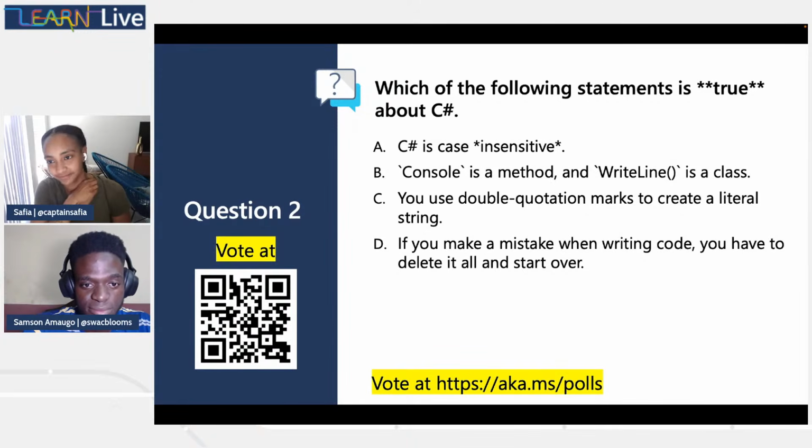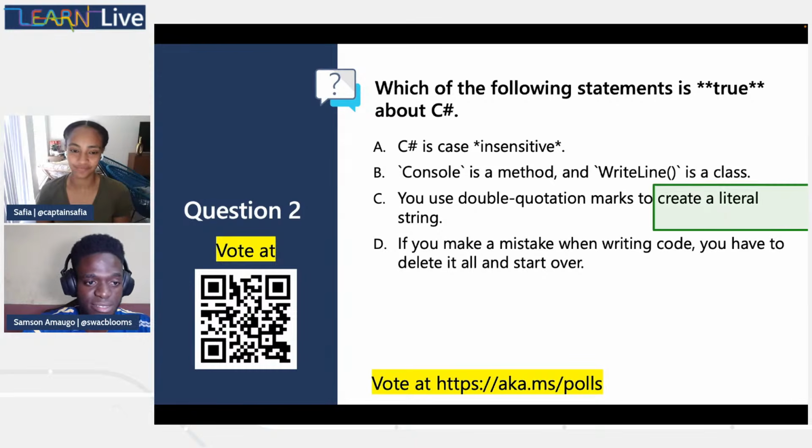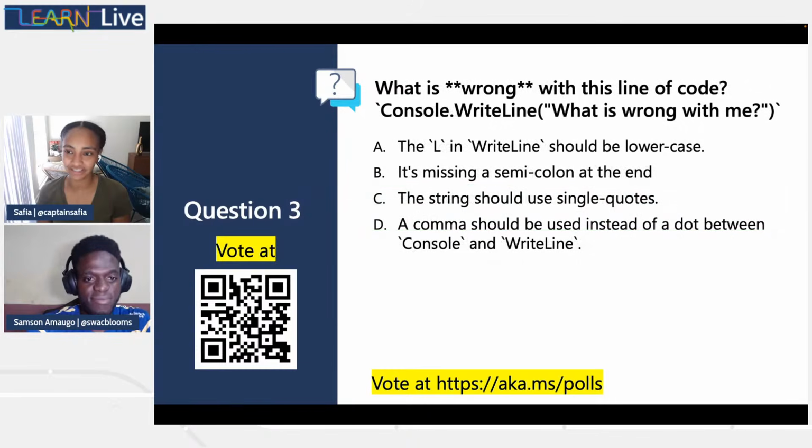How about B? Console is a method and WriteLine is a class. Nope. That's not it. I think it's the other way around. Console is a class and WriteLine is a method, right? Yeah, sure. Okay. C is looking like maybe the best option. I've taken a sneak peek at D. Yeah, it's all of C. So C. Yep. All right, so far so good. I think this is our last question. Let's see if we can bring it home.